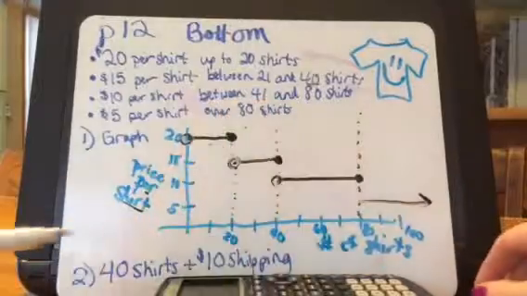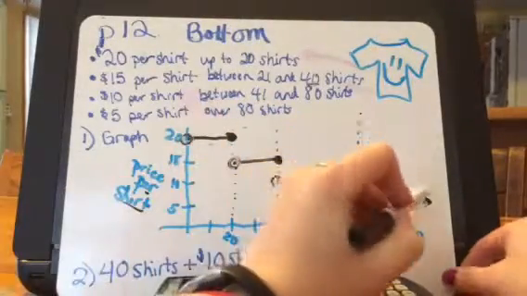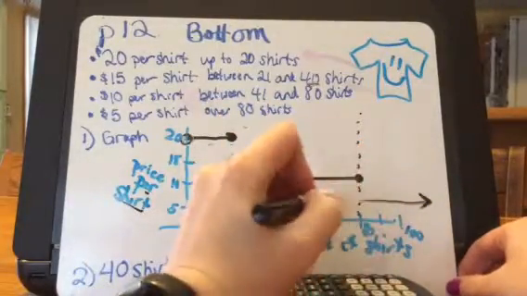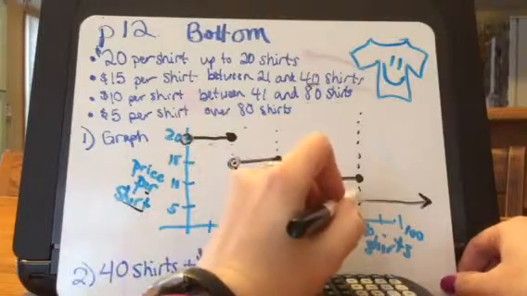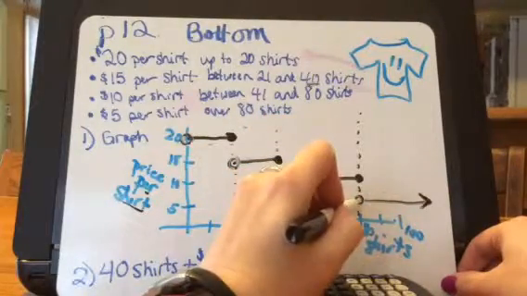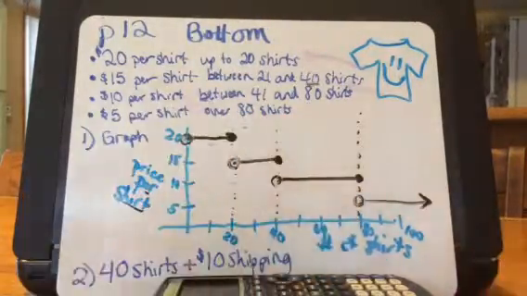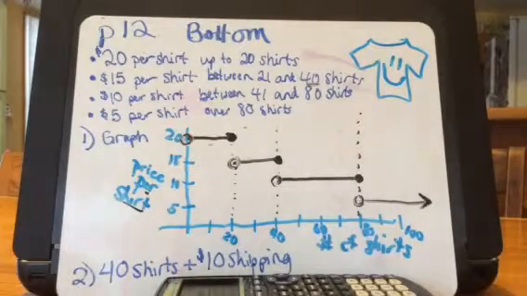Everything above 80 shirts, not including 80 shirts, because at 80 shirts I'm still paying 10 bucks. So I've got an open circle here. Everything as soon as I go above 80 shirts is at that $5 each. So that's what our graph should look like.